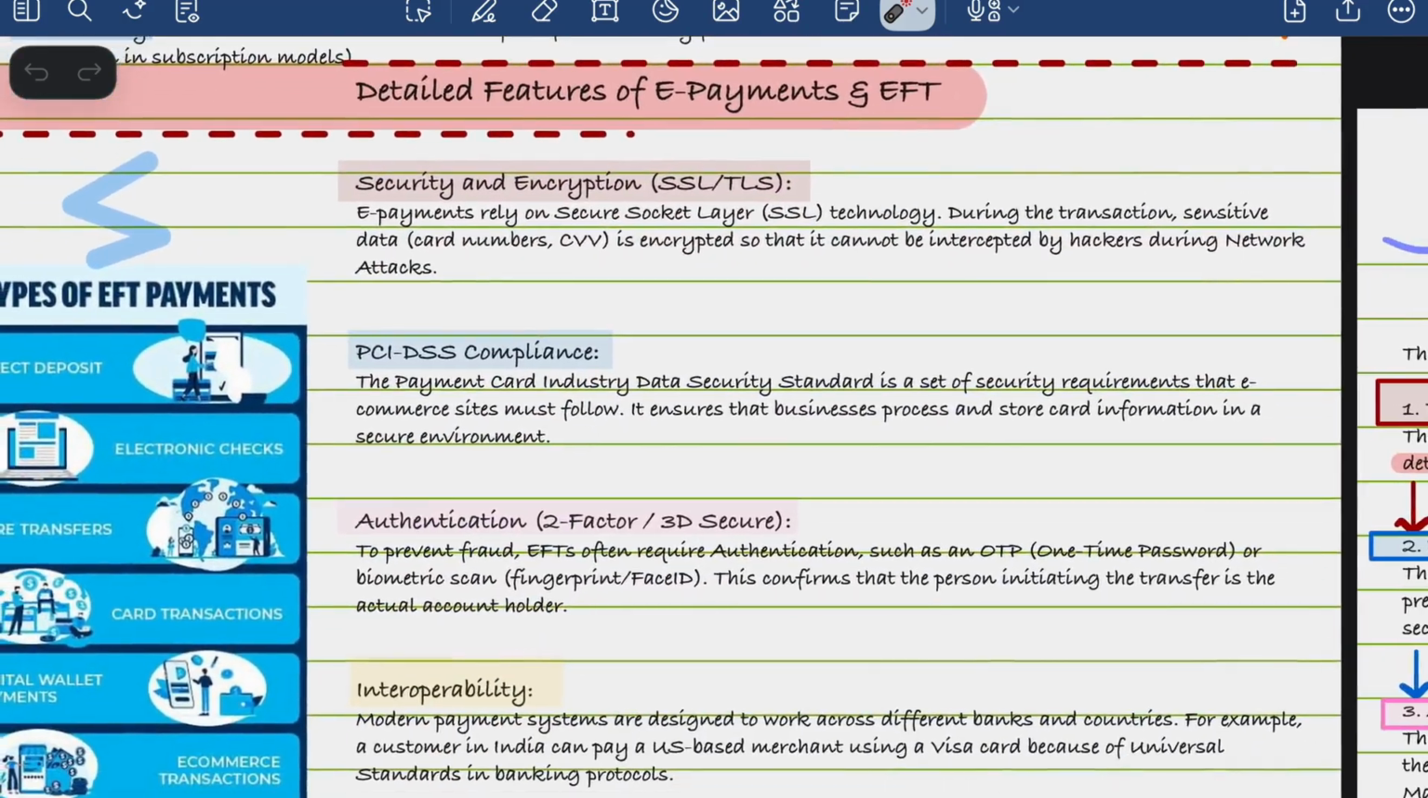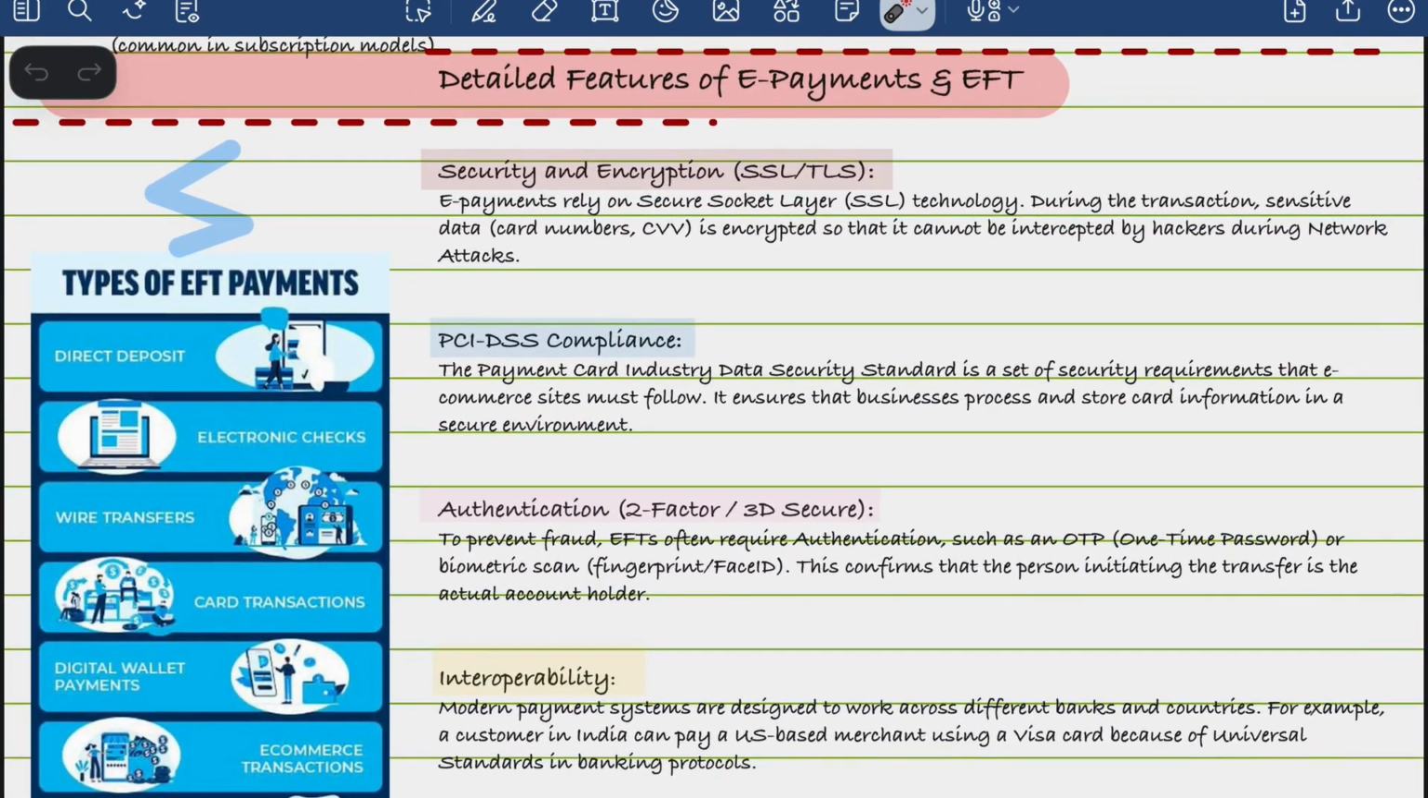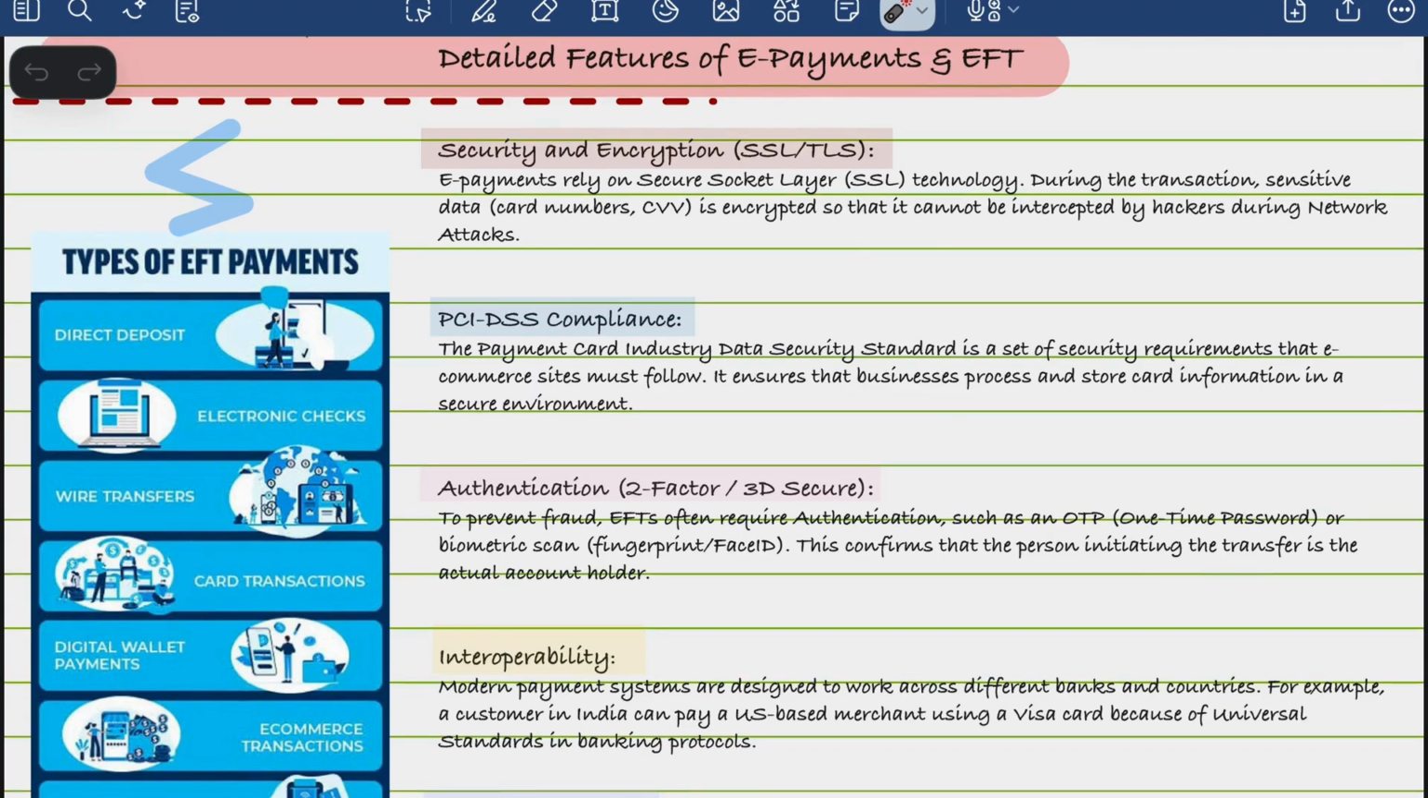Next, we'll talk about detailed features of e-payment or EFT. What if the examiner asks what makes these digital transfers reliable and secure? Then you must list these 6 core technical features. Okay, so let's break them down with simple examples.